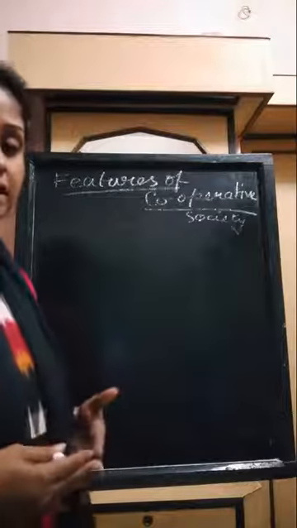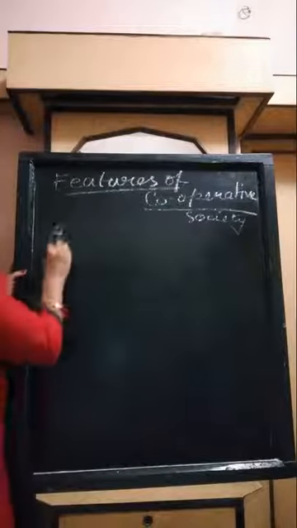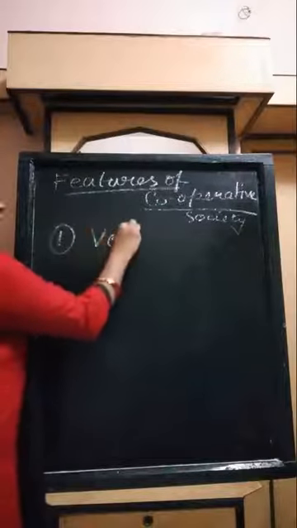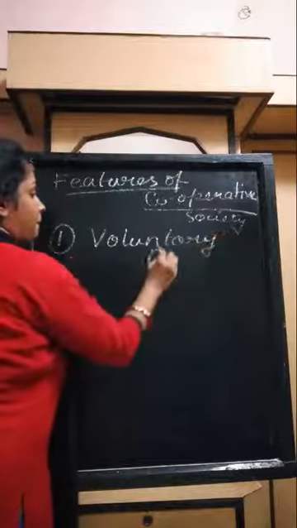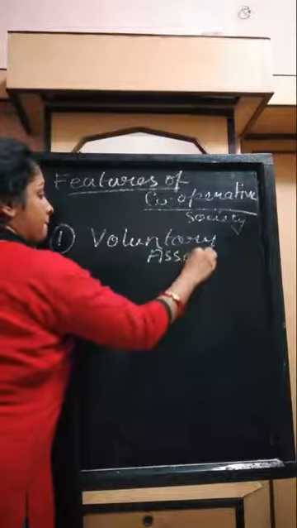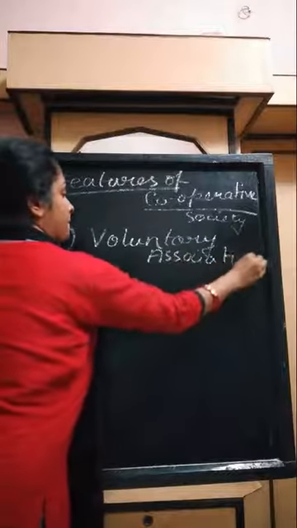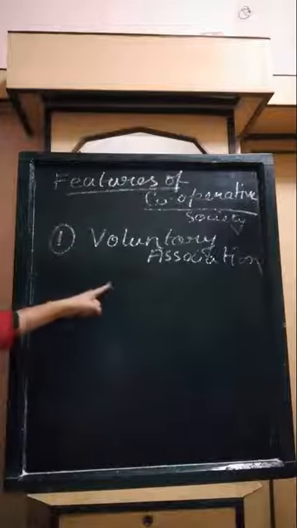So this is my topic today. There are various features of cooperative society. As I told you in the last class, among all the distinctive features of this cooperative society, the first important feature is that it is a voluntary association.